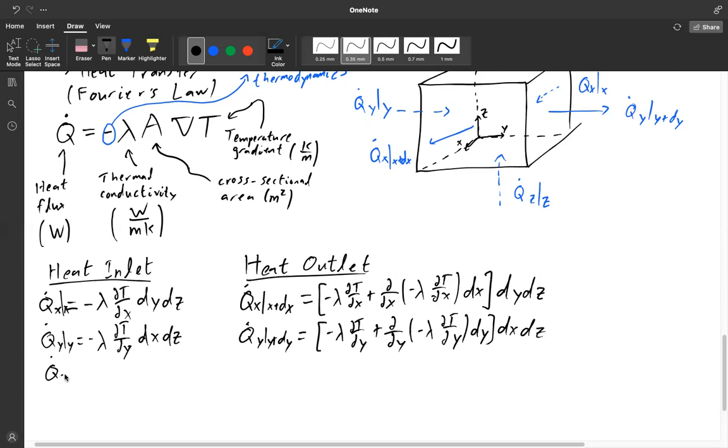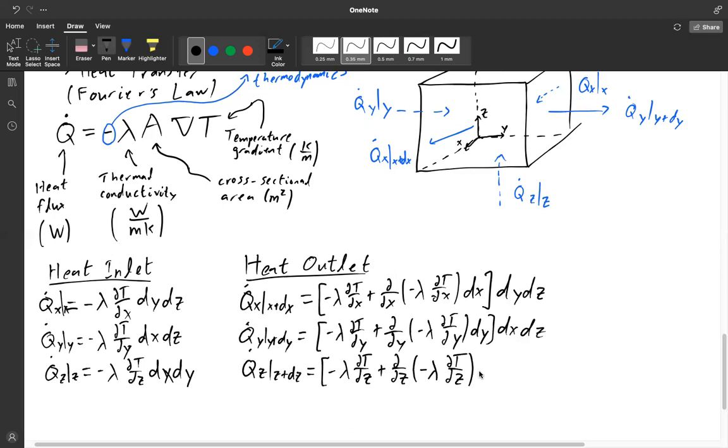And lastly, in the z direction, this will be dx dy. Plus dz dz dx dy.